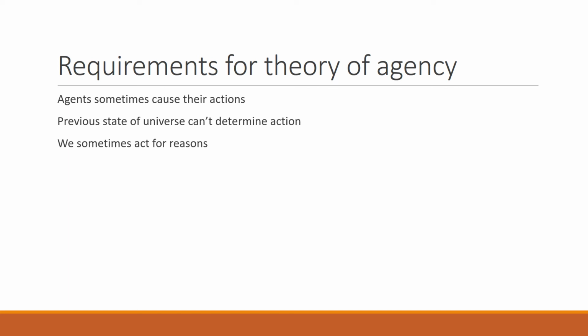However, a good theory of action should say we sometimes act for reasons. Now, it's maybe possible that sometimes we do something for no reason, but most of the time, when we do something, we do it for a reason. We can even often say what the reason was. If your theory of agency says that agents don't act for reasons, then that's a bad theory of agency.